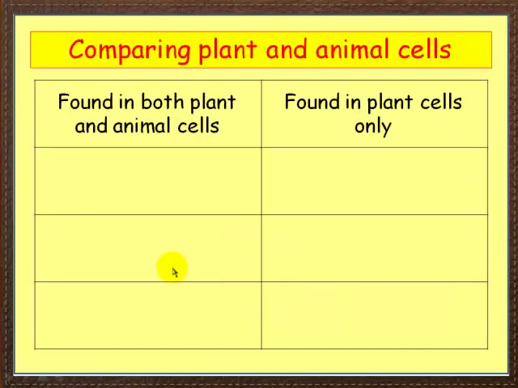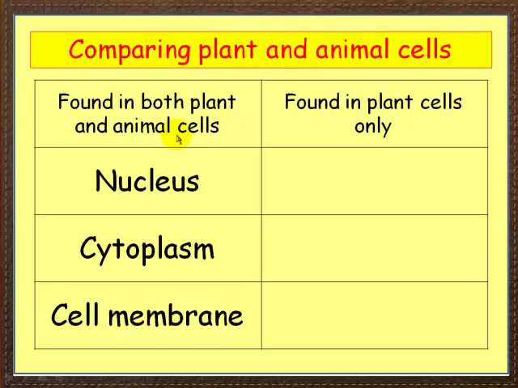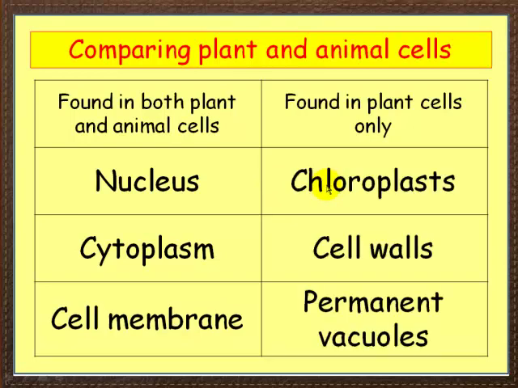Right, now a really popular exam question is: compare the two types of cell, plant and animal cells. What do we find first of all in plant and animal cells? We find a nucleus, cytoplasm and cell membrane. These are all common to plant and animal cells. What about the things only found in plant cells? Well, we've got the chloroplasts, the cell wall and the permanent vacuole. You need to learn this because this often comes up in exam questions.